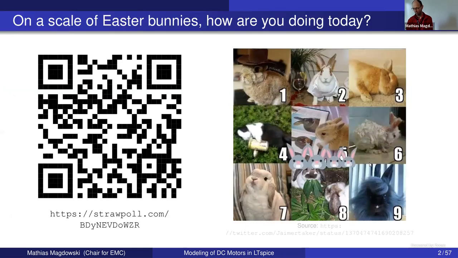I have a short survey for you. On a scale of Easter bunnies, how are you today? So it would be great if you would pick out your cell phones, scan this QR code, and choose the bunny that most corresponds to your mood today. We will wait for the results. There are still some cell phones looking at me, so I will wait a little bit more for each and everyone to have the chance to scan this QR code.